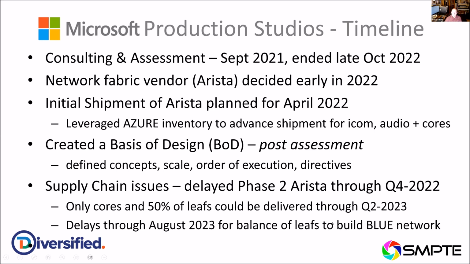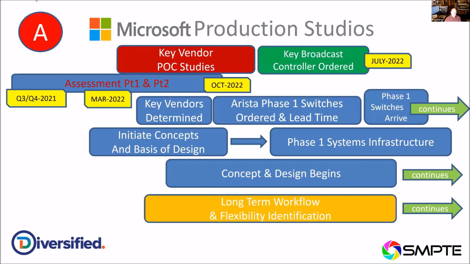So the balance of the leafs have not been delivered yet, and we ended up having to build only a red network and hold off on a blue network. So this is a facility that's been online and operating with half of its network functionality and no redundancy at all. And that gives a lot of credit to the way it was designed and the planning that had to go into this, and the redundancy and resiliency that's in this facility.